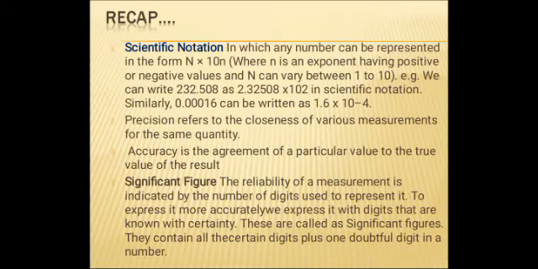Okay, so let's start. Precision refers to the closeness of various measurements of the same quantity. Accuracy is the agreement of a particular value to the true value of the result. This we will do in future also. Significant figures is the topic that today we are going to do.